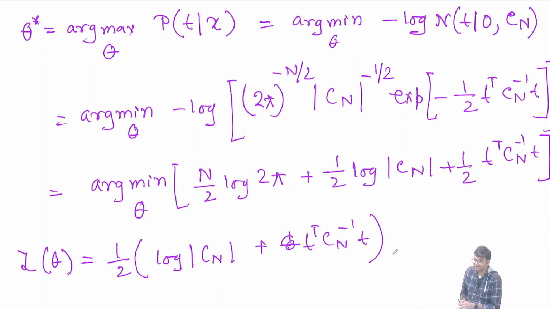This is known as the negative log likelihood. Likelihood you know, negative you can see, log you can see. So this is known as NLL, or negative log likelihood, of the data.